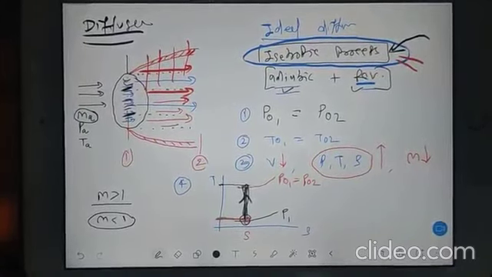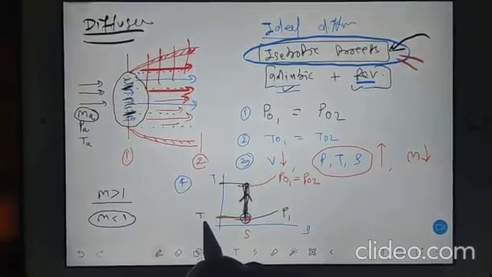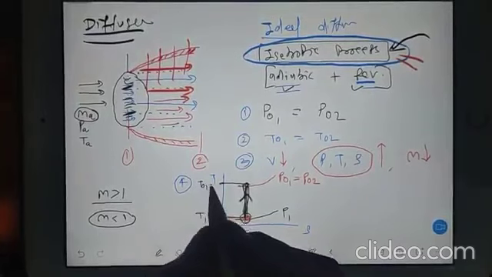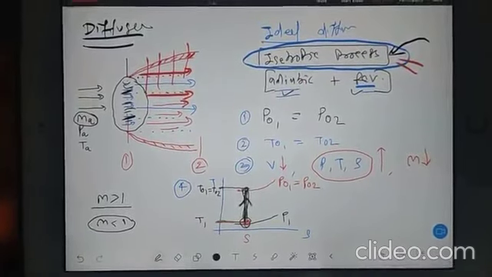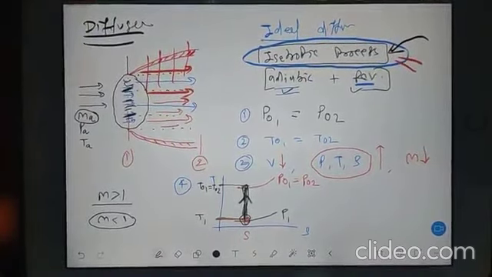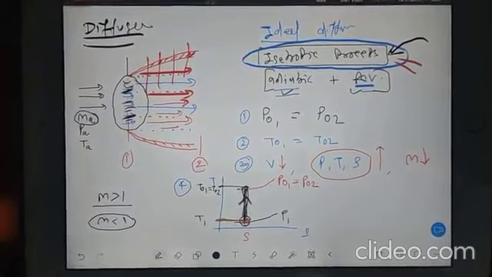Copy down. Here you write your T1 and here you write your T01 equals T02. Copy down. Meeting is about to be over. Copy down fast.